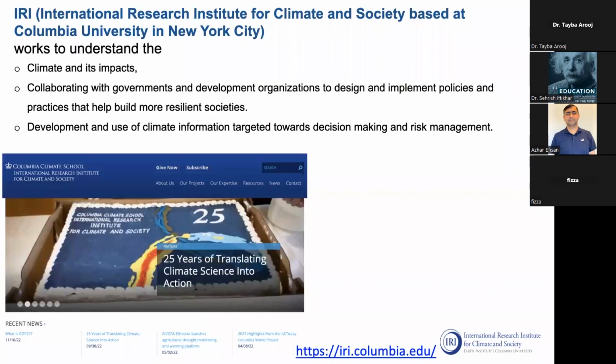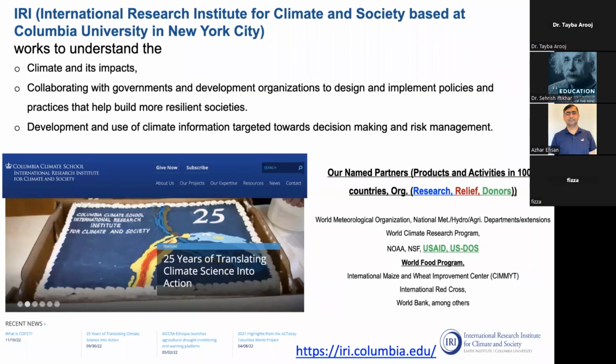Next, I would like to introduce my institution. IRI basically works on climate and its impacts. We have collaboration with governments and development organizations. At IRI, we work on forecasting, on ENSO, on climate, and typically on near-term climate forecasts, like seasonal, subseasonal, and decadal timescales. Less on the climate projections that we usually hear about on the news.